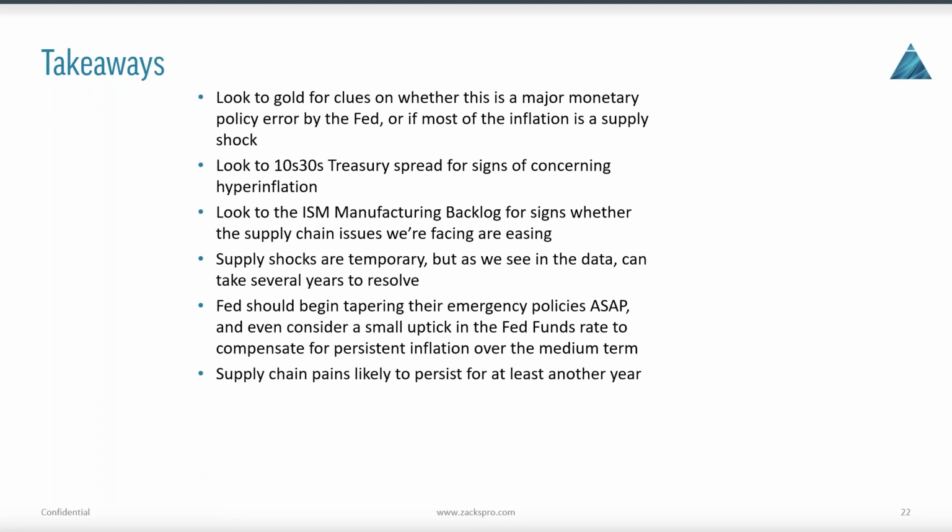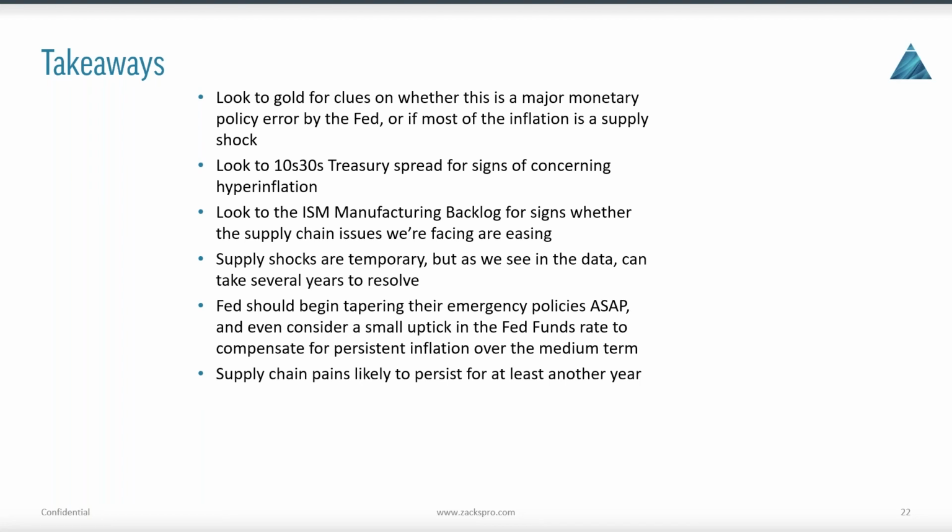I would also look for that ISM manufacturing backlog, right, for signs whether the supply chain issues we're facing are easing. And I should also caveat that with looking at not just the backlog, but also looking at factory orders, because we want to make sure that the backlog is coming down for healthy reasons, meaning reasons of increasing production, not coming down because of decreasing demand, right, for industrial products. So we want to look for easing ISM manufacturing backlog while factory orders remain strong. Okay. If that's not the case, then that would start to look like a recession.